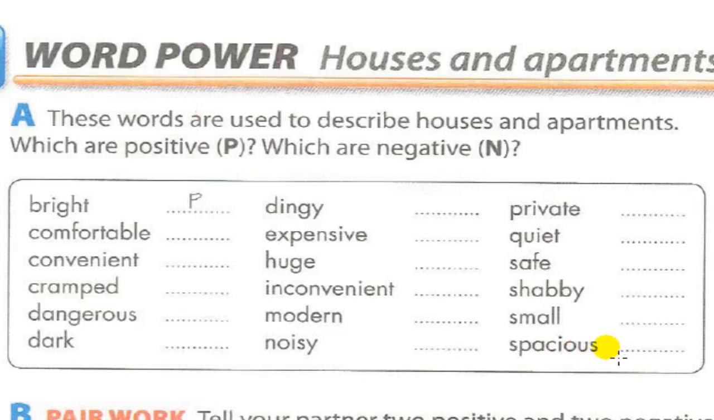Again, the answers. Bright, P. Comfortable, P. Convenient, P. Cramped, N. Dangerous, N. Dark, N. Dingy, N. Expensive, N. Huge, P. Inconvenient, N. Modern, P. Noisy, N. Private, P. Quiet, P. Safe, P. Shabby, N. Small, N. Spacious, P.